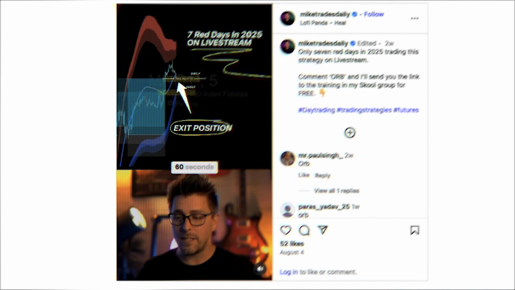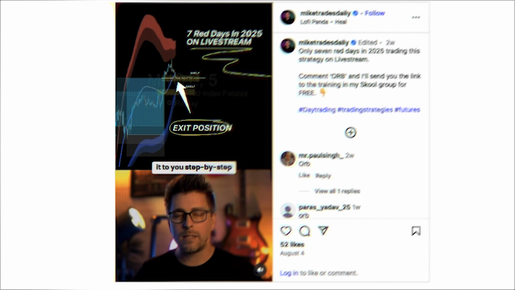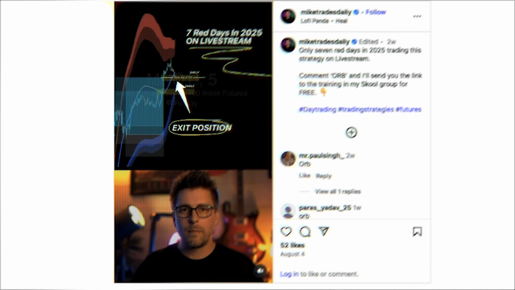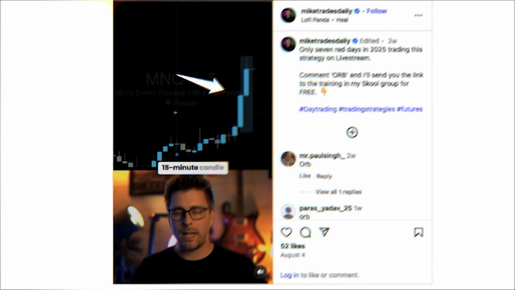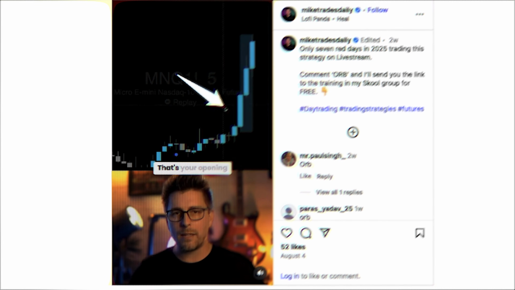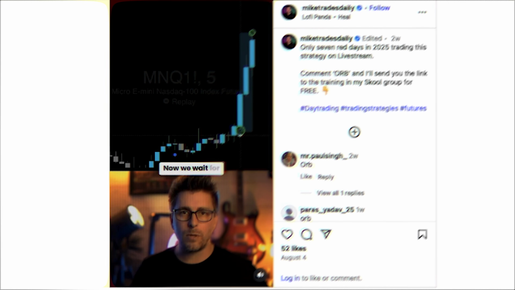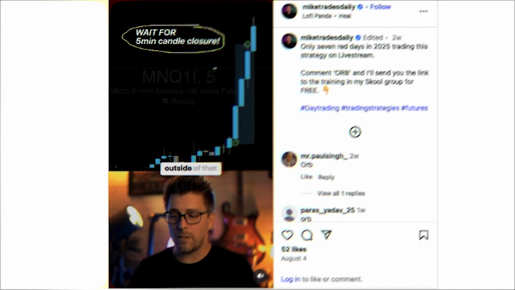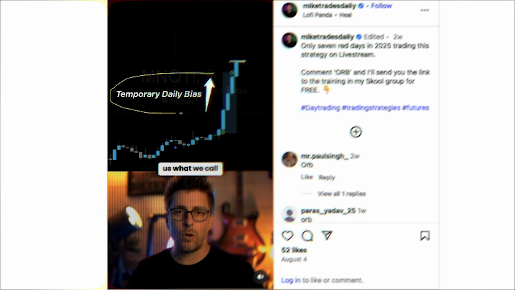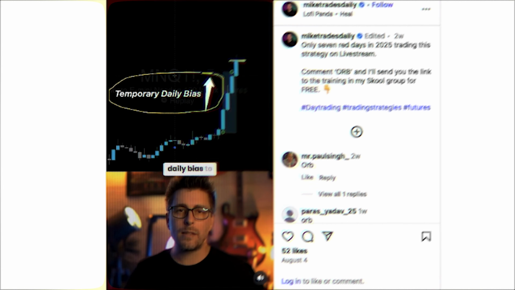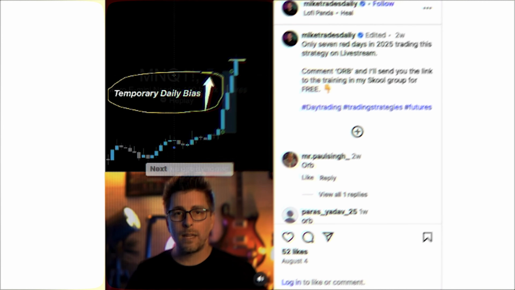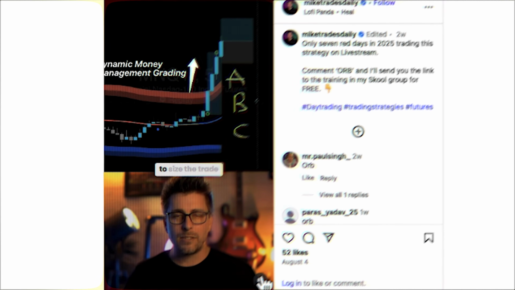And in the next 60 seconds, I'm going to teach it to you step by step so you can get your first payout. Step 1, wait for the first 15-minute candle after the market opens. That's your opening range. Mark the high, mark the low. Now we wait for a 5-minute candle to close outside of that range, and that gives us what we call our temporary daily bias to either go long or short. Next, we use dynamic money management to size the trade.